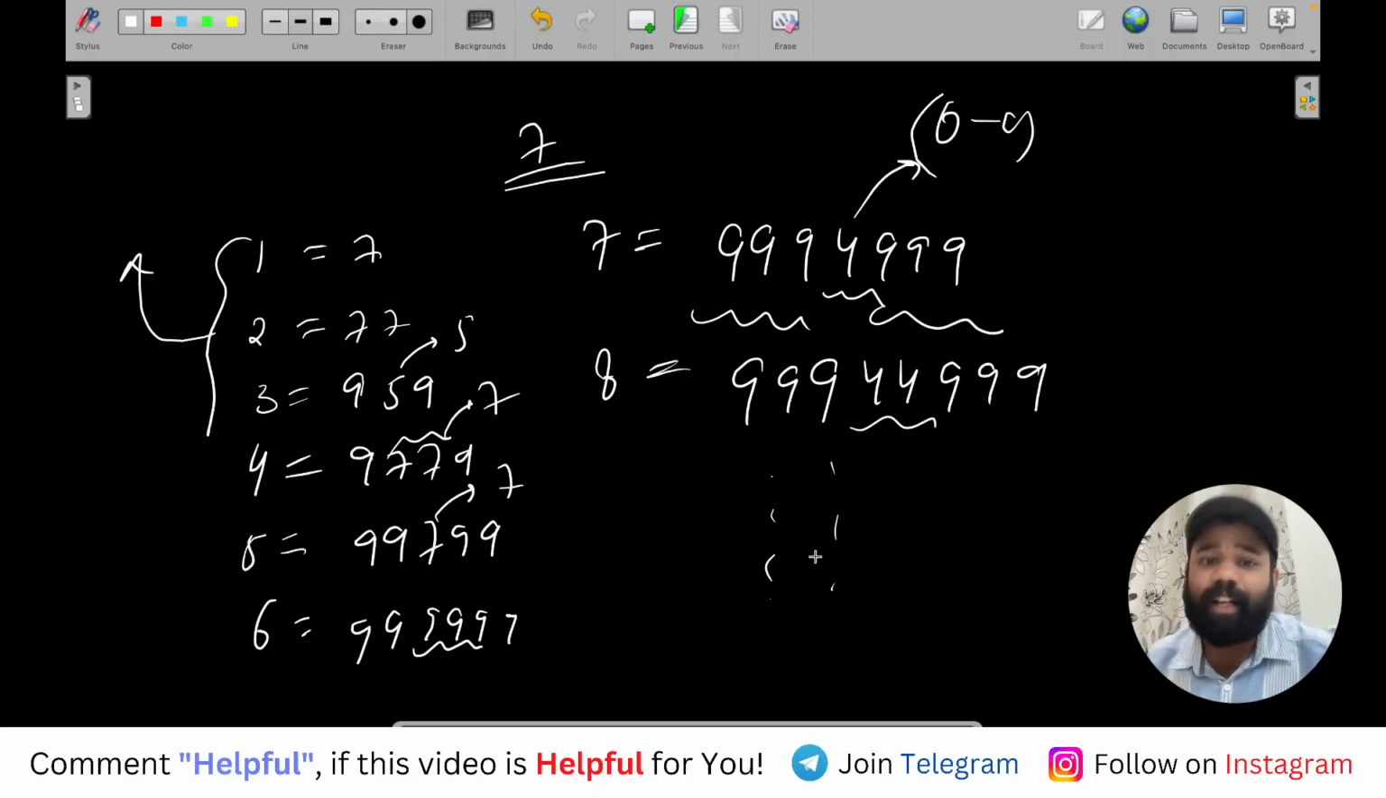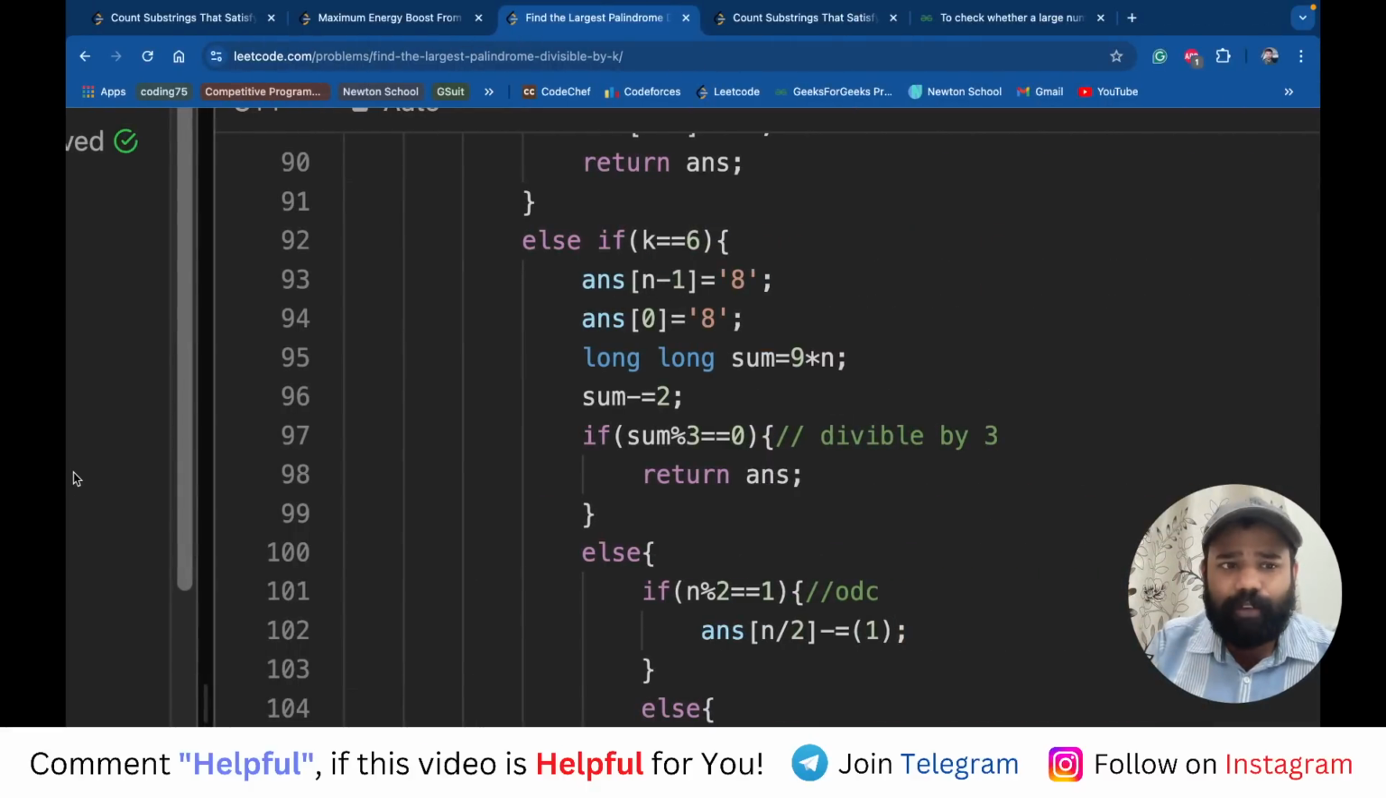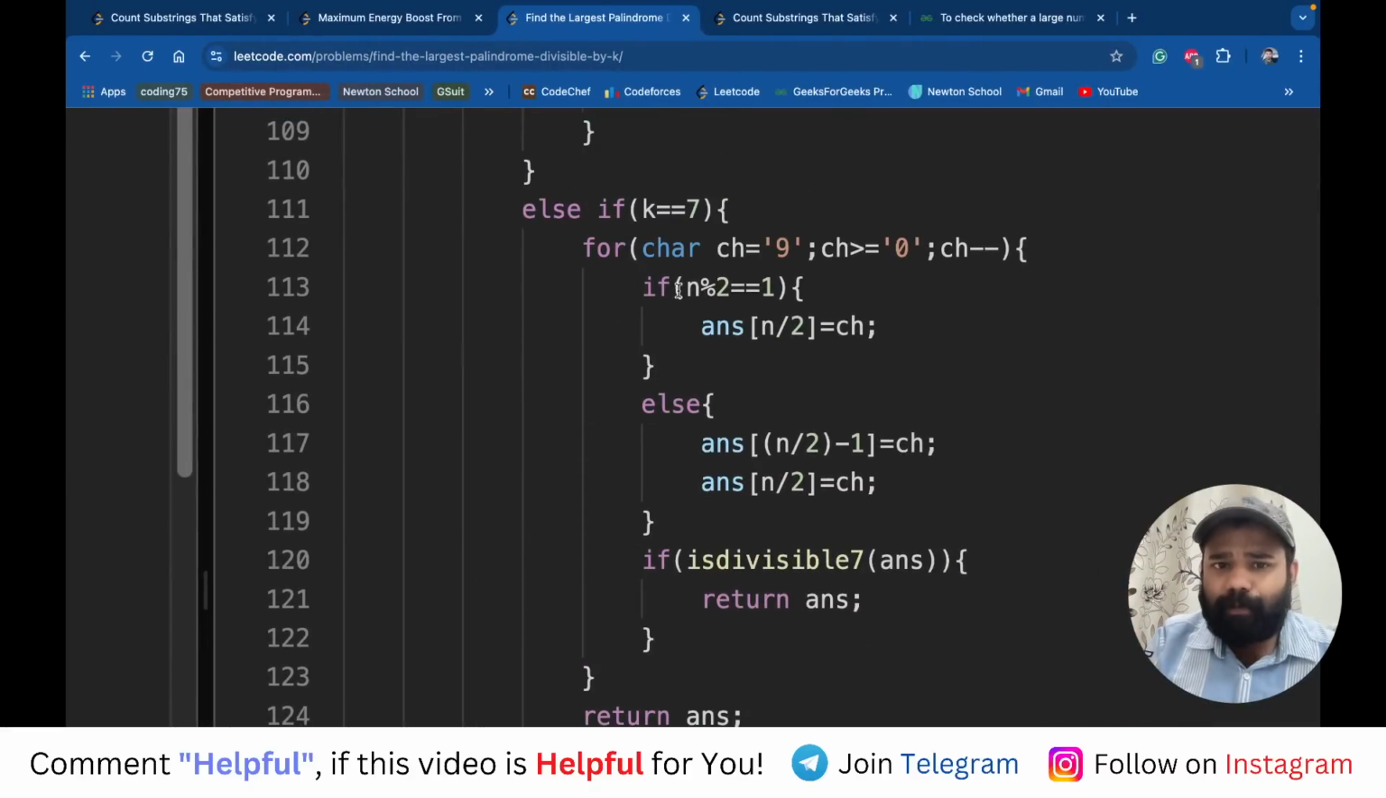तुम सबके लिए check करें. So what I'm doing is that for 7, I'm making a loop from 9 to 0. 9 से लेके 0 में सबके loop check कर रहे हैं. And I'm changing my middle number. If it's odd, then only the middle number n by 2. If it's even, then 2 middle numbers are there. Both I'm changing to this new number 9, and for that new number present, I will check whether it is divisible or not.